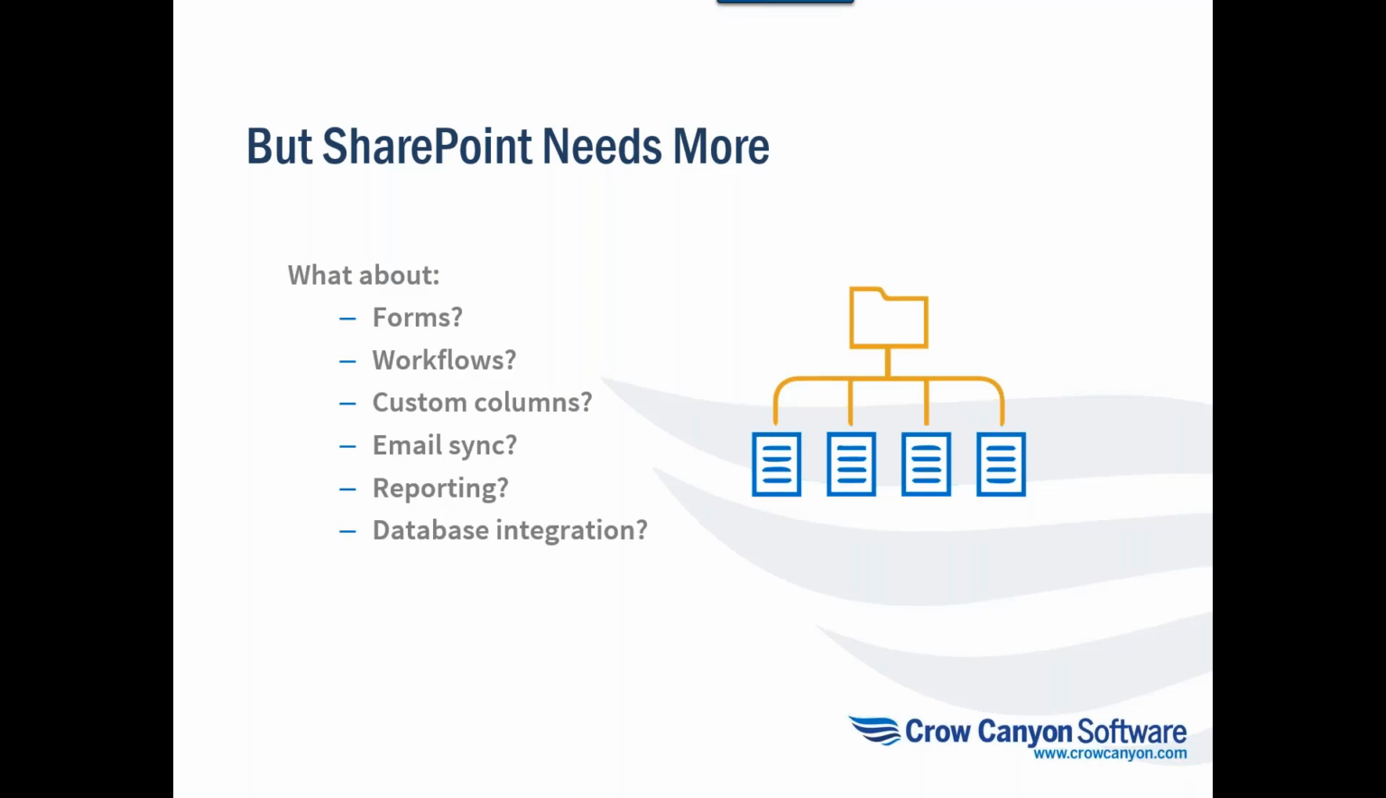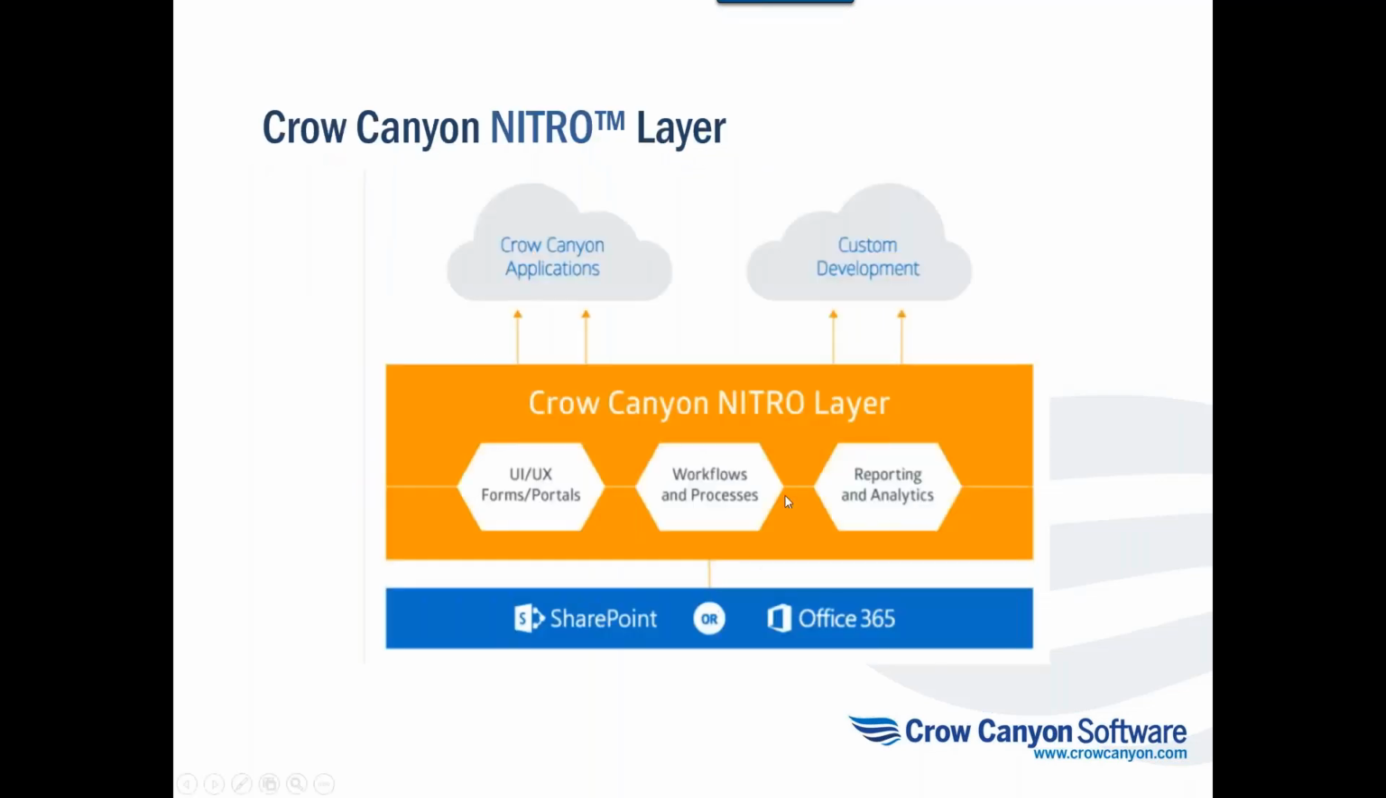These are things we developed here at Crow Canyon Software in order to make it into a true business process application platform. So what we have done with Crow Canyon, we developed what we call the Nitra Layer. So there's SharePoint or Office 365, whether on-premises or in the cloud. And then on top of that, we develop forms and portals that drive user adoption. How do you engage and empower users? Well, we develop forms and portals and other capabilities that affect the UI and UX and make it powerful and useful and engaging for the end users and also for the staff.